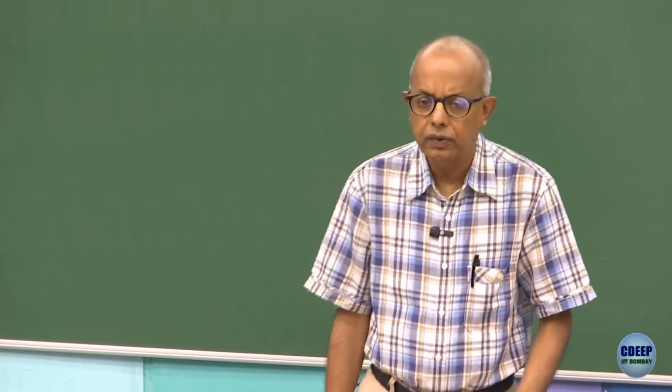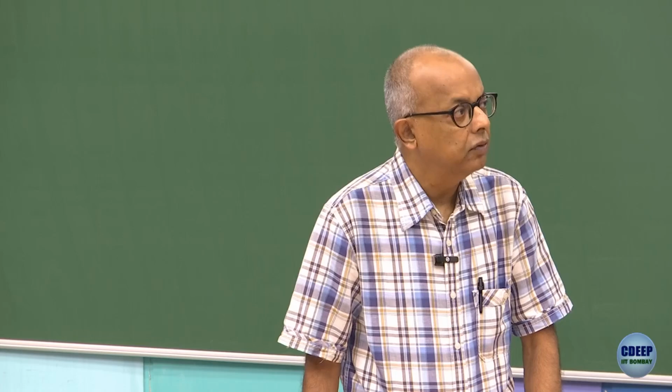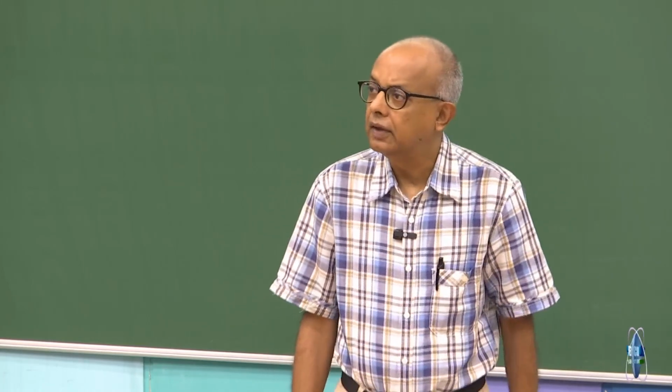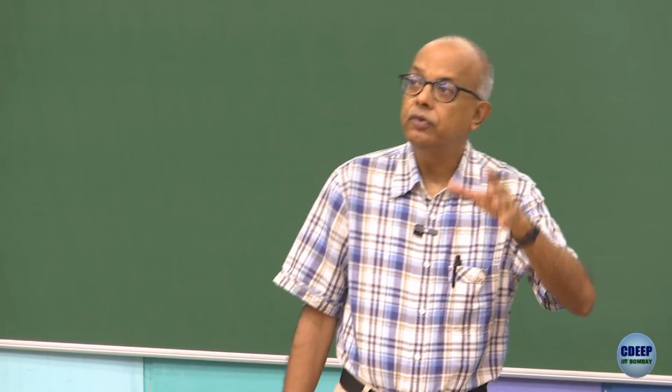The chemical hazard data is obviously important. Piping specifications, process data sheets in terms of actual experience of operation, if there is a prior experience, and any previous safety reports of previous operation. These are some general kinds of documentation which are important. So, it means that you cannot do the HAZOP when you are trying to select a technology because you don't yet have these details. Process and piping instrumentation diagrams are not available. That will happen after you do the basic design. Okay. So, a certain level of maturity has to happen before you do the HAZOP in terms of documentation.